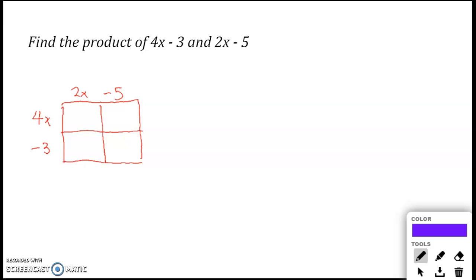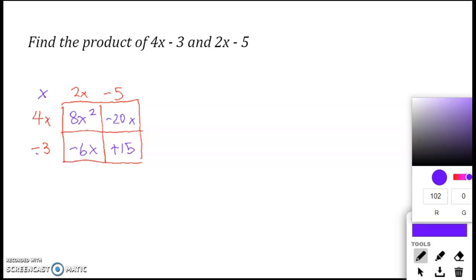You set up your 2 by 2 rectangle, and the length is going to be 4x minus 3 that goes on one side, and on the top 2x minus 5. And then from here you're multiplying. So that means 2x multiplied by 4x is 8x squared. Negative 5 times 4x is negative 20x. 2x multiplied by negative 3 is negative 6x. And then finally, negative 5 times negative 3 is positive 15.